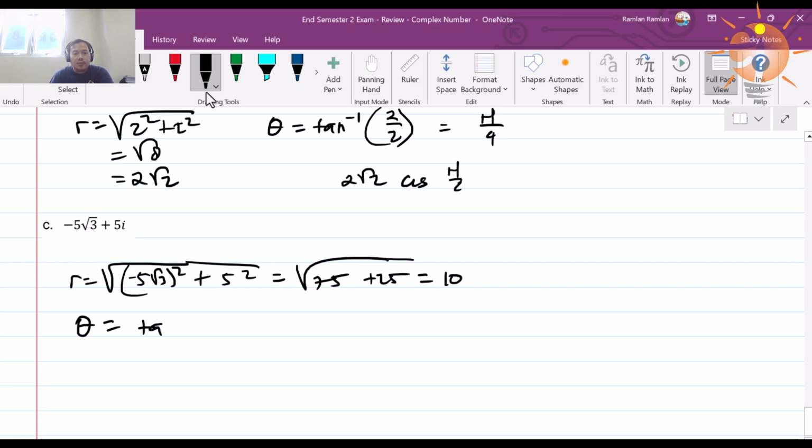There'll be the tangent inverse. Remember that the y goes first, and then the x. So there'll be 5 divided by negative 5 square root of 3, and you see that you can cancel that, and there'll be just tangent inverse. So this is tangent inverse of negative 1 over square root of 3.